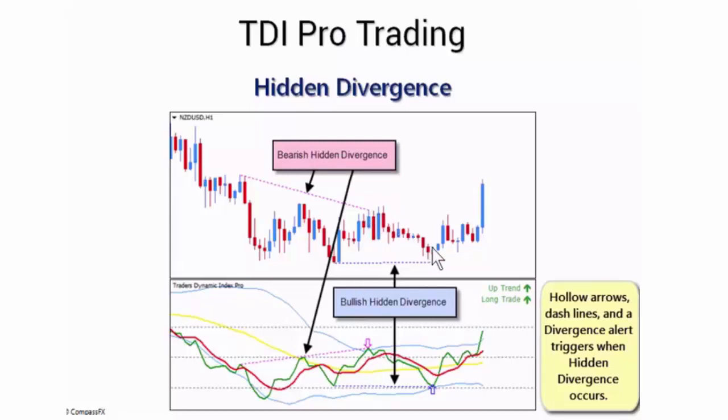A bit later, we have bullish hidden divergence when we have slightly higher lows in price and then slightly lower lows in the Traders Dynamic Index. And what we're looking for is the market to turn and go long. Sure enough, the market turns up and goes long.